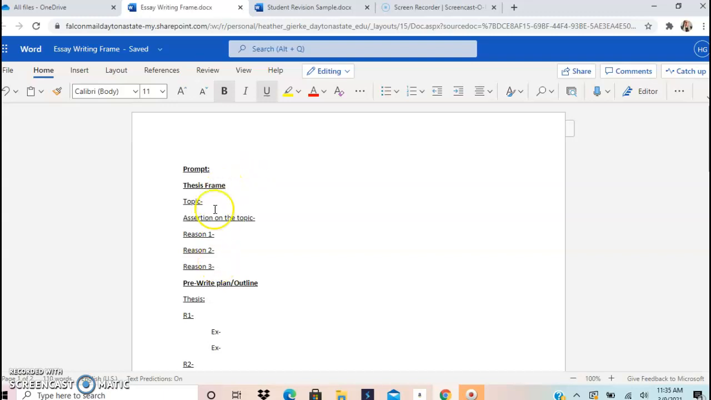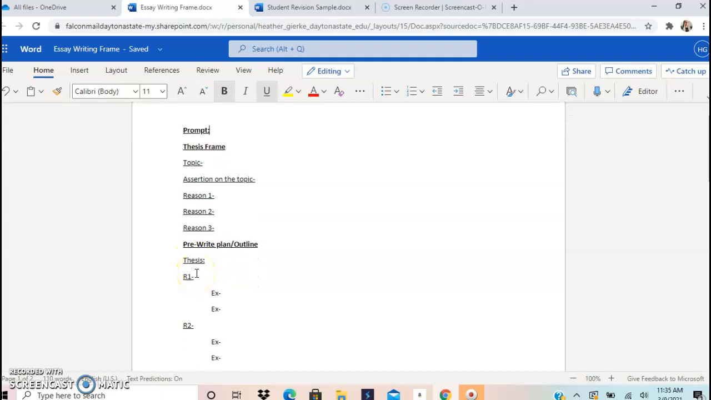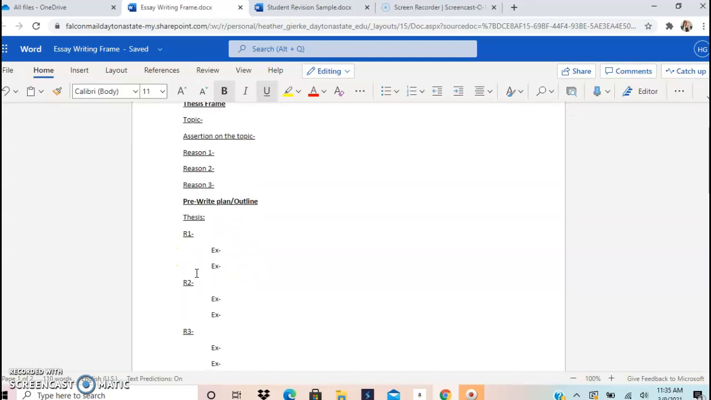We've already talked about the thesis frame, but remember you start with the topic, the assertion on the topic, and then the three supporting reasons. Again, the assertion on the topic is your stance, right? What is it you're answering about that prompt? The prompt will ask you a question about a topic, and your answer or your belief about that topic is that assertion, right? And then why do you feel that way? And those are your reasons, right?